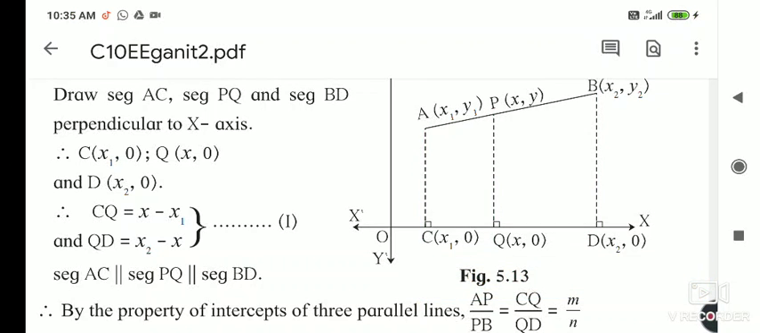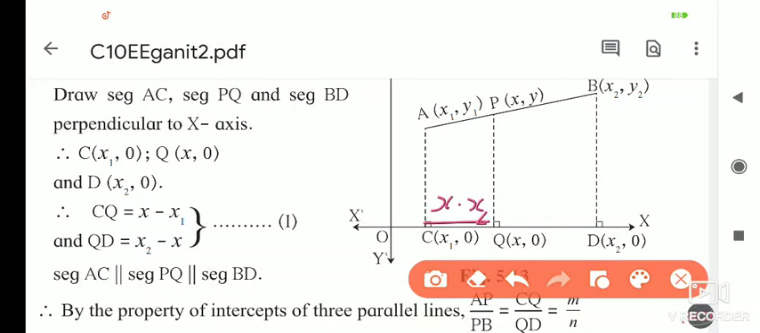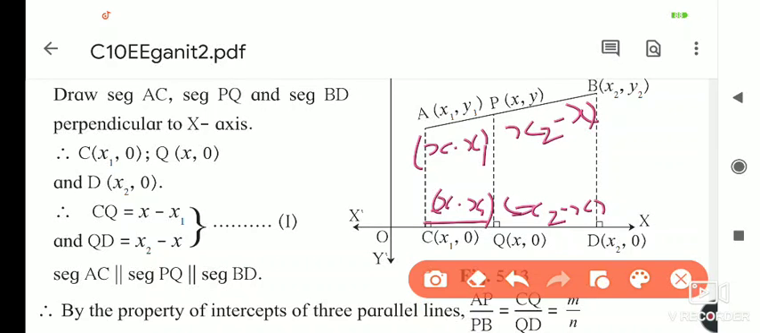And in the same way, if the distance of CQ is x minus x1, then the distance of AP is also x minus x1. The distance of QD is x2 minus x. In the same way here also, the distance is x2 minus x.